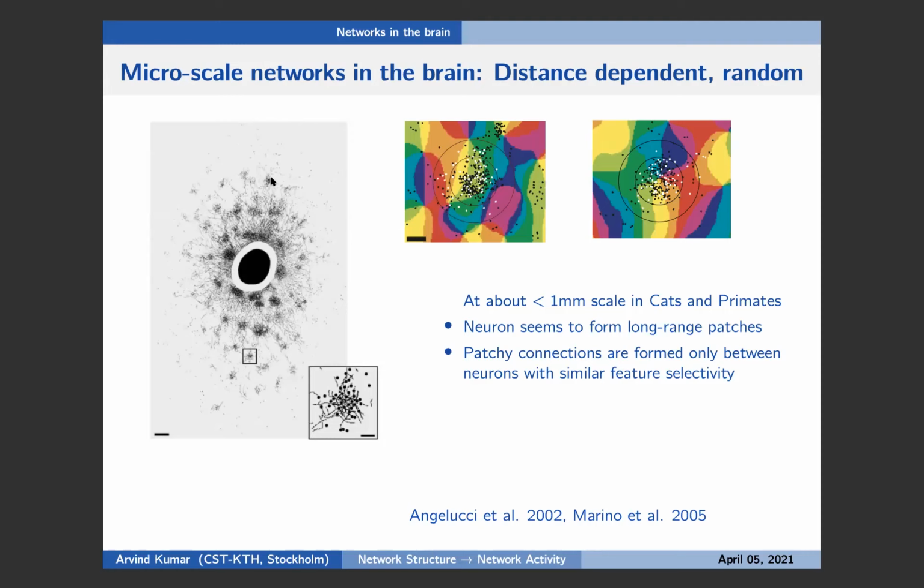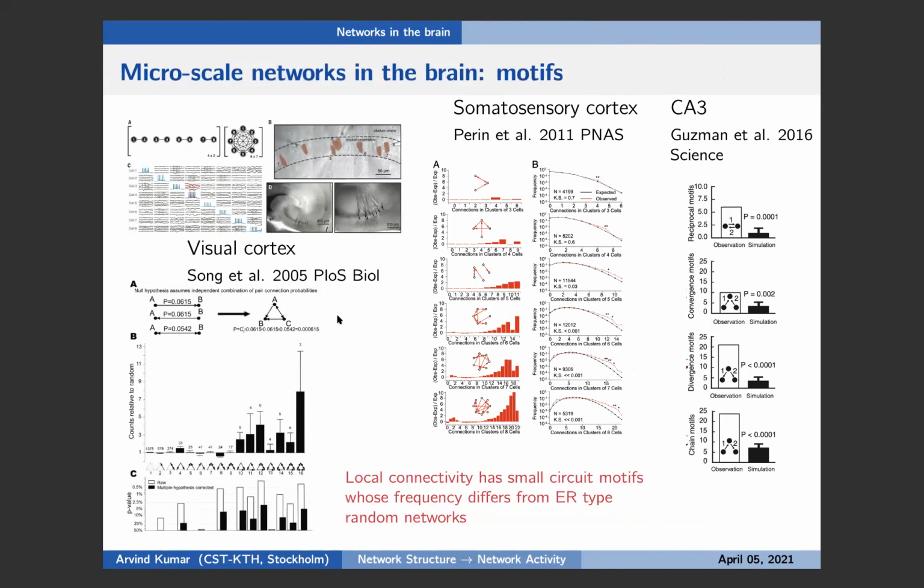Here we can see the nature of patchiness much more clearly. The tracer was injected at the center, and you can see how all these neurons make patches far away. So this is another feature of the connectivity in the brain, that there are long-range patchy connections, and there's a structure to that.